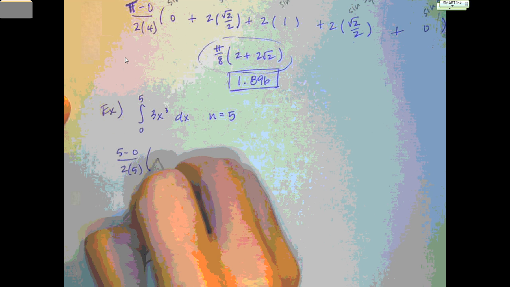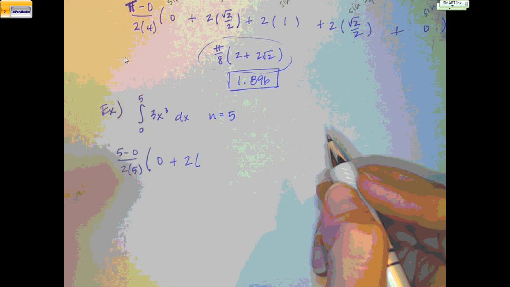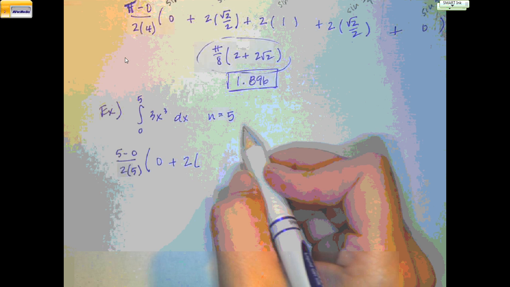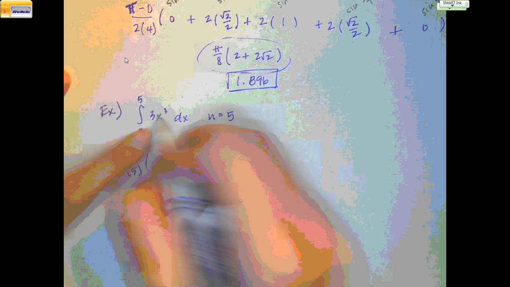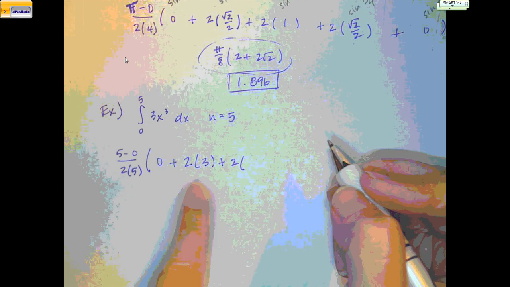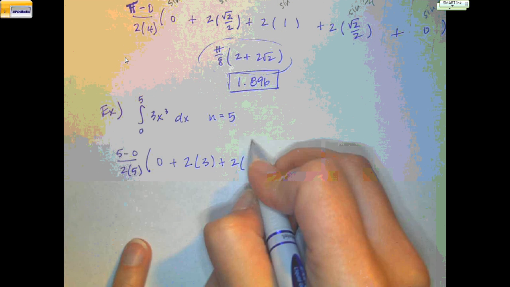If I plug in a 0 there, I get a 0, plus 2 times the function at the next value. Well, I'm only going from 0 to 5, and they want 5 trapezoids, so the next values are just 1, 2, 3, 4, 5. So if I put a 1 in there, 1 cubed times 3 is 3. Plus 2 times, I put in a 0, I put in a 1, I need to put in a 2. 2 cubed is 8, 8 times 3 is 24.